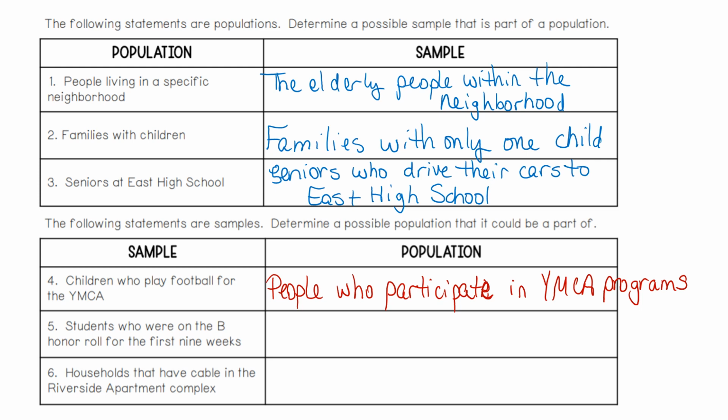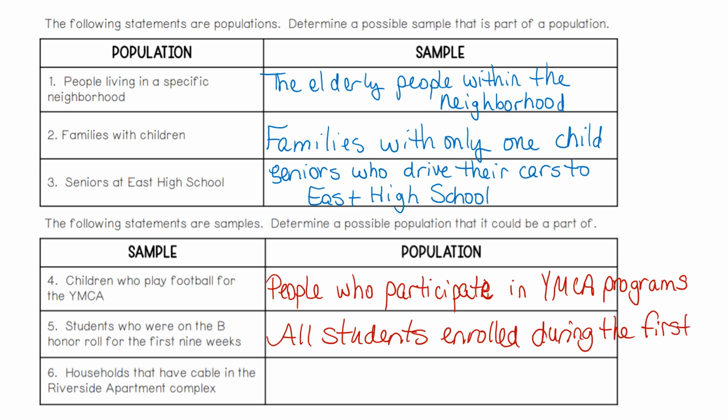Number 5, the sample is students who were on the B honor roll for the first 9 weeks. The population could be all students enrolled during the first 9 weeks. And last, number 6, the sample is households that have cable in the Riverside apartment complex. The population could be all the households in the Riverside apartment complex.